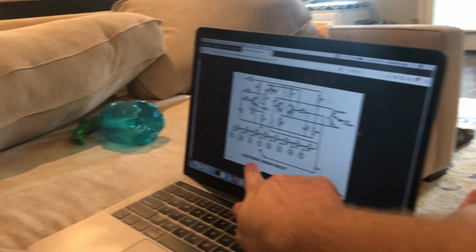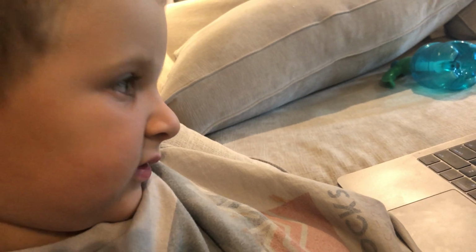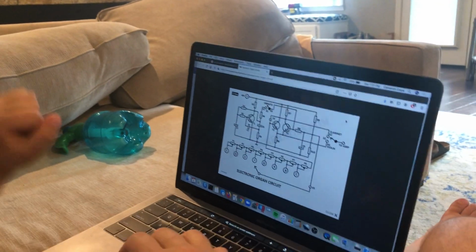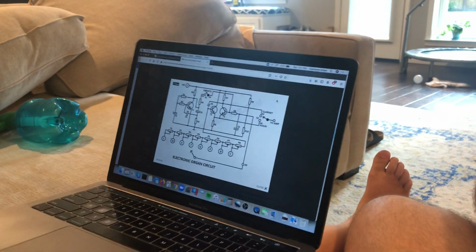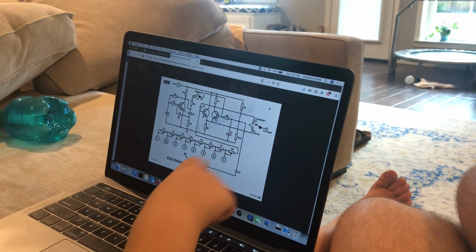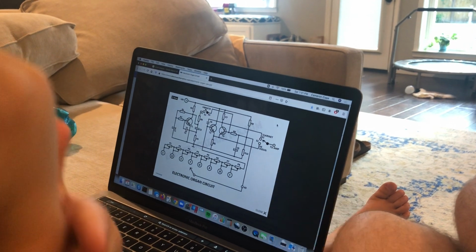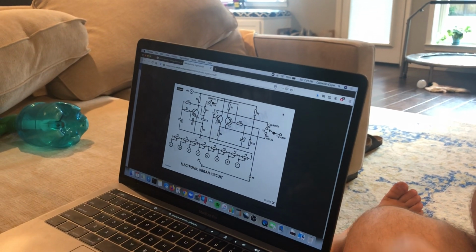Electronic. Organ circuit. That's right. And we've never seen this before, have we? We just looked it up randomly, didn't we? Wait, R10? Where? There. Oh, yeah. And what does that say? To amp, yeah. 2 amp. Do you know that word?